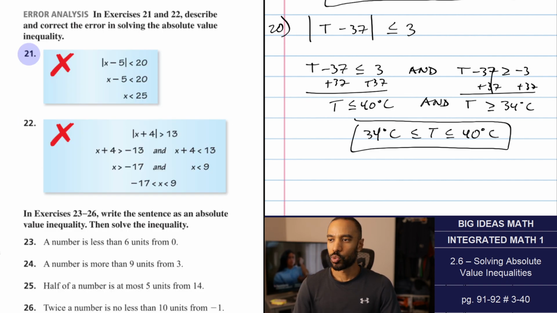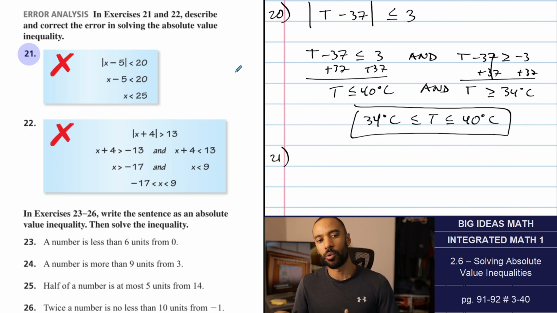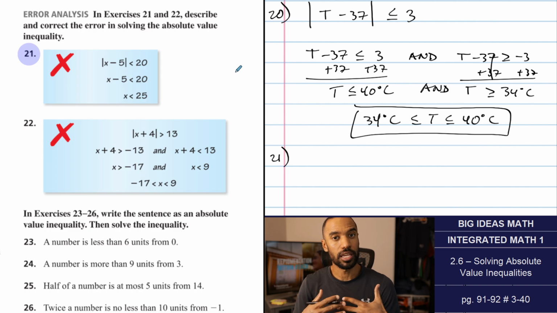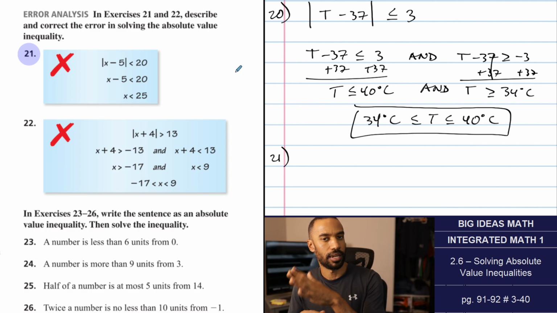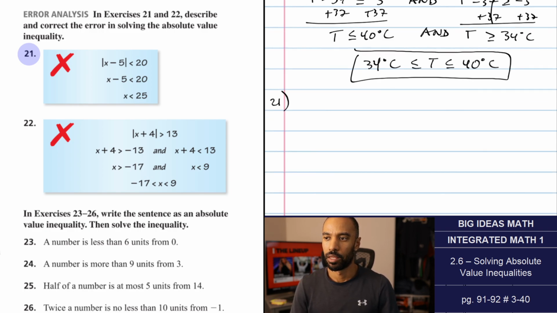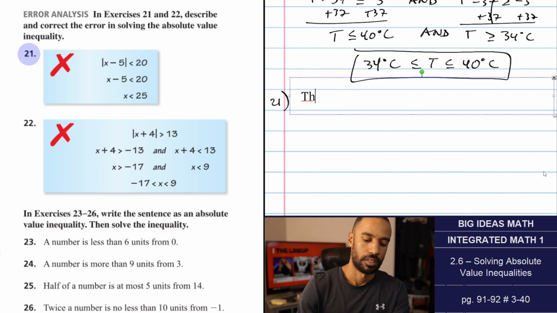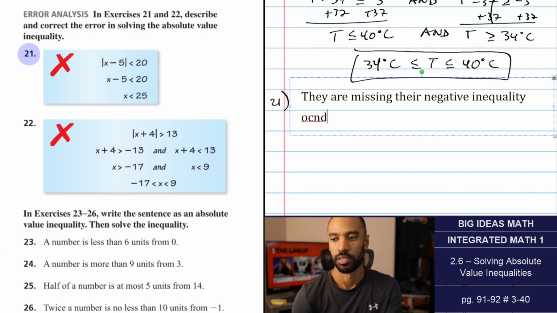Halfway through. Numbers 21 and 22: describe and correct the error in solving the absolute value inequality. Well, in number 21, they didn't consider the two different conditions. This may be one answer, but there's a lower end answer as well. To be within 20 units of 0 with x minus 5, we need to be between 20 units on the positive side and 20 units on the negative side. So they are missing their negative inequality condition, where they must be greater than the negative.